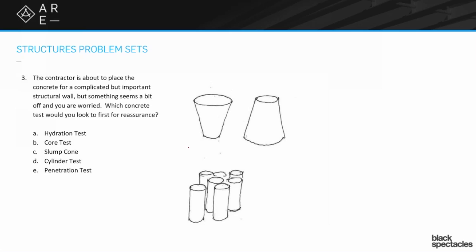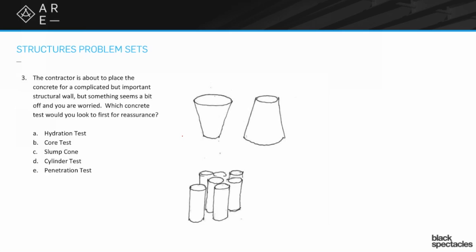Question number 3 is, the contractor is about to place the concrete for a complicated but important structural wall, but something seems a bit off and you are worried. Which concrete test would you look at first for reassurance? And then we have a couple different answers. We have hydration test, core test, slump cone test, cylinder tests, and penetration test.